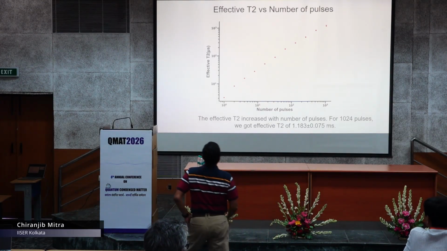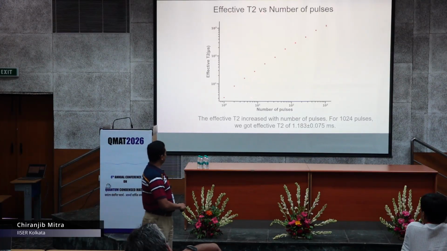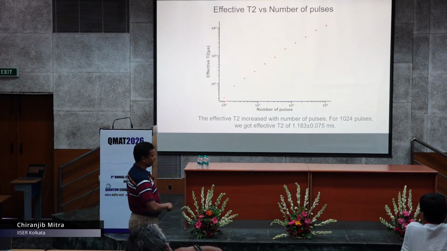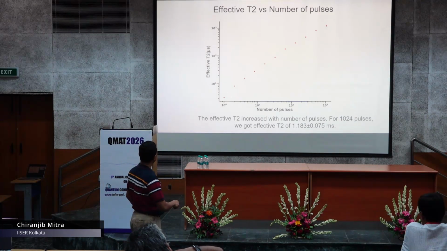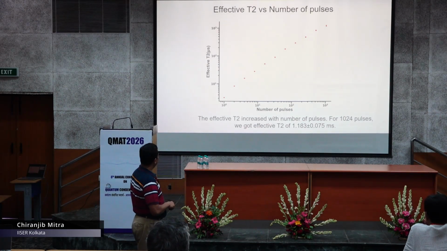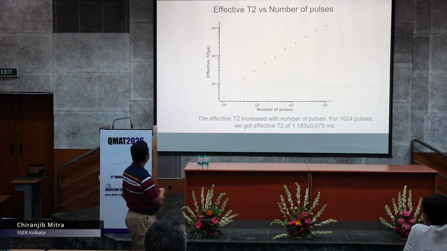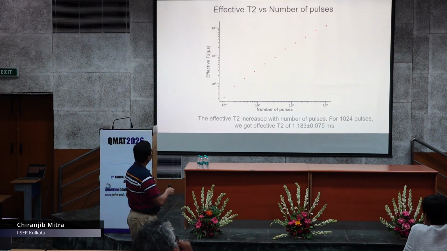Okay, so this is data which is effective T2 versus number of pulses. So effective T2, my spin relaxation time, is actually increasing as I am increasing the number of pulses. Basically, we got an effective T2 of milliseconds. Can you believe that? It's milliseconds, not even microseconds. Started from nanoseconds. So that's how I'm increasing my T2.